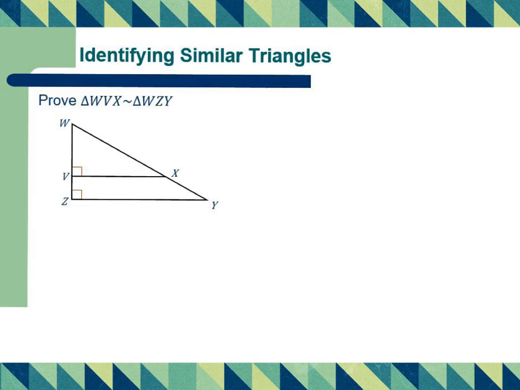You will be asked to do some similarity proofs in this unit, so let's look at an example of one. Here we're asked to prove that triangle WVX is similar to triangle WZY. Now, if we can use any of our similarity shortcuts, we can prove they're similar, and we've only learned about one of them, so that's what we should be on the lookout for here. So if I go to my thinking space, I'm going to say thinking.